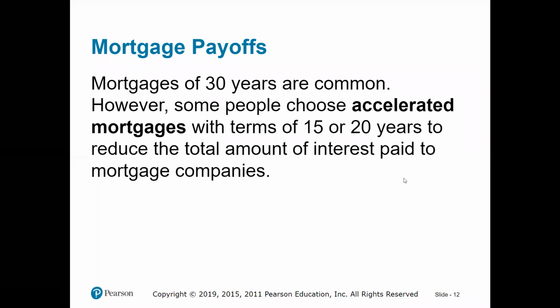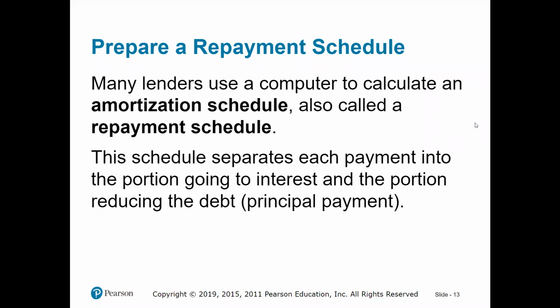All right. Mortgages of 30 years are common. However, some people choose accelerated mortgages with terms of 15 or 20 years to reduce the total amount of interest paid to the mortgage companies. Also, did I tell you guys that 20%, I believe, is the magic number for you to have saved for your down payment, because then you don't have to pay what's called, I think it's called either real estate insurance or mortgage insurance, something like that. So that is good to know.